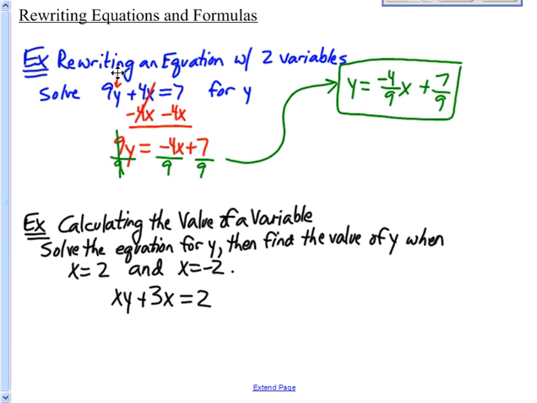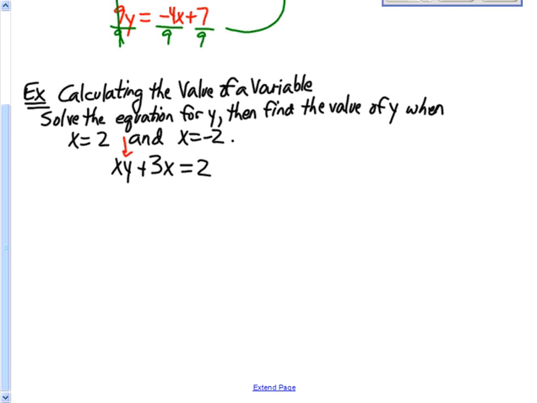All right, second example is calculate the value of a variable. So we're going to solve it for y, then find the value of y for two different values of x, for x equals 2 and negative 2. So again, solve this thing for y. So let's first get rid of that 3x. So subtract 3x, both sides.